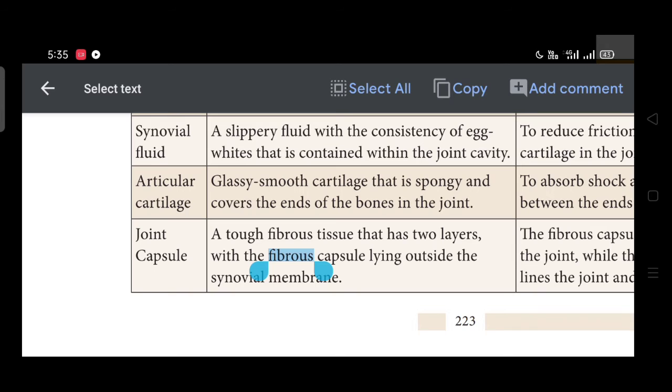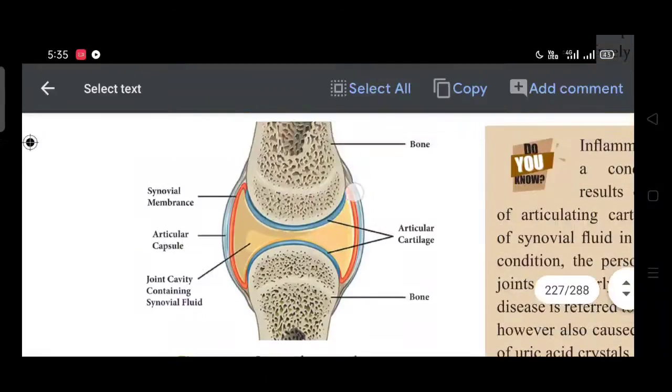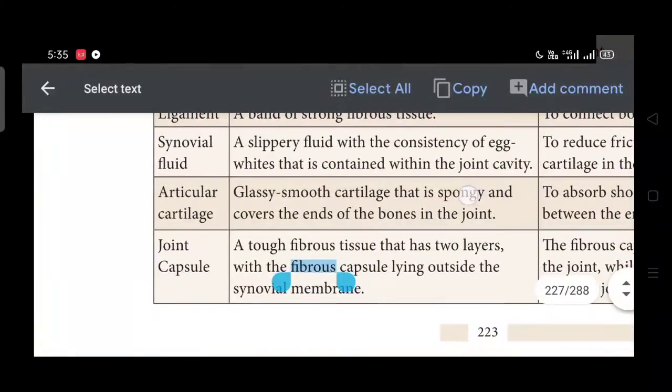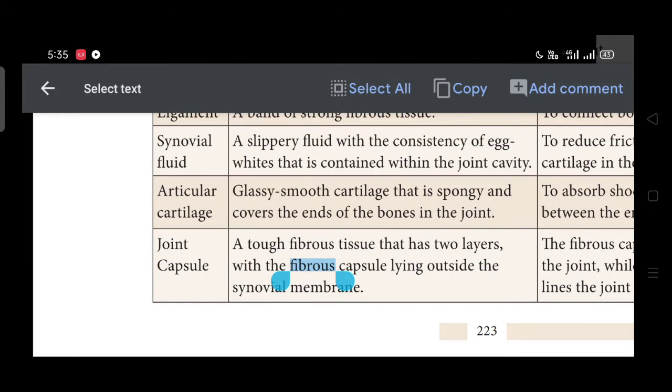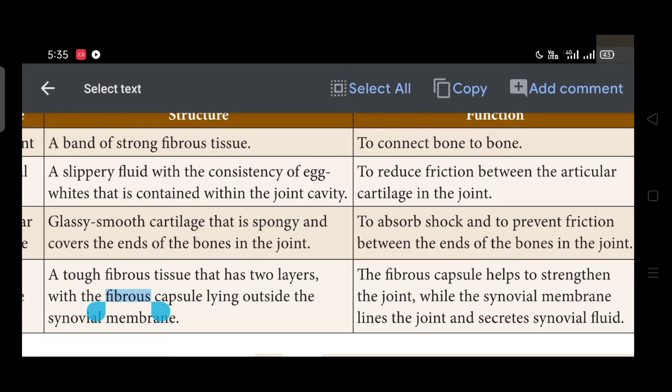The pinna of our ear, the ear flap, is made up of cartilage, and the tip of our nose also consists of cartilage, so they have flexibility. Next, the articular cartilage in the joint. Above the bones there is a cartilage, and this is called articular cartilage. It is glassy smooth cartilage that is spongy and covers the ends of the bones in the joint to absorb shock and prevent friction.